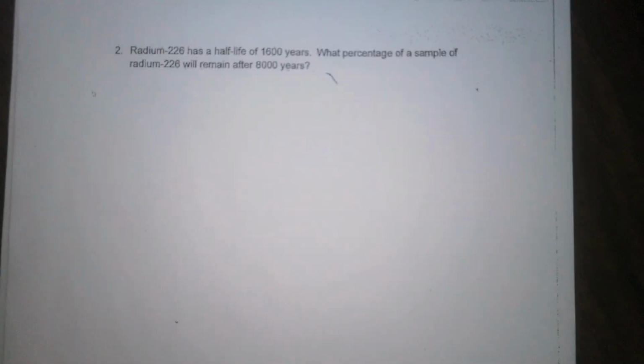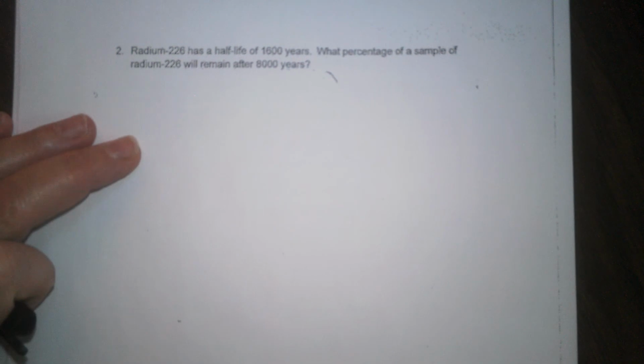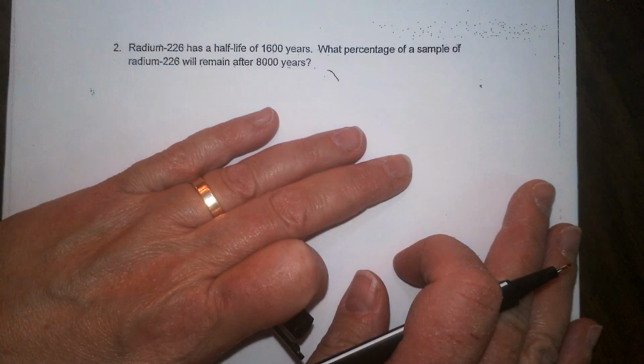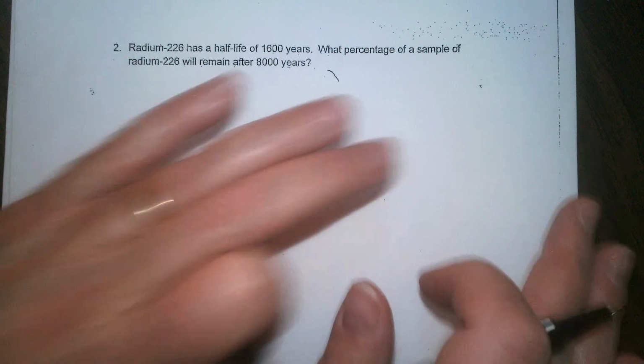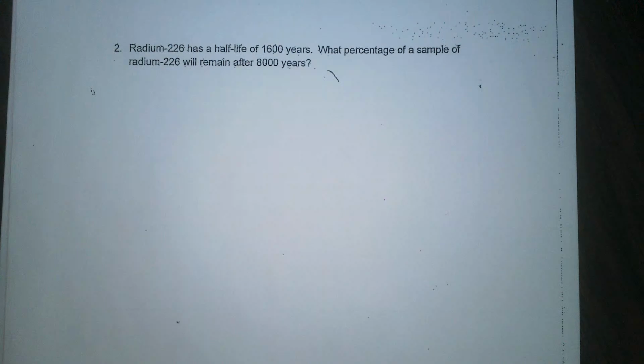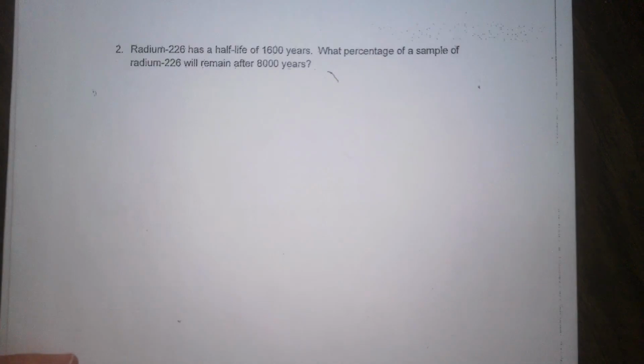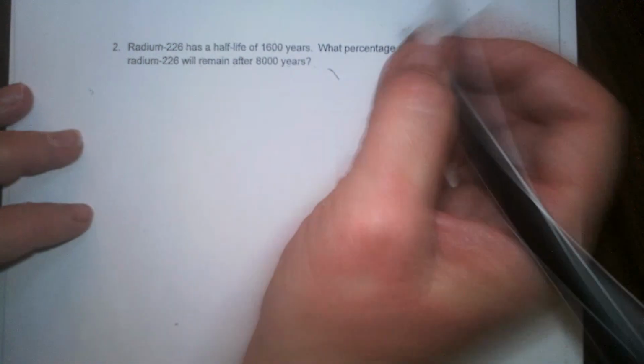Second question. Radium-226 has a half-life of 1600 years. What percentage of a sample of radium-226 will remain after 8,000 years? So, information that we have. Avery?